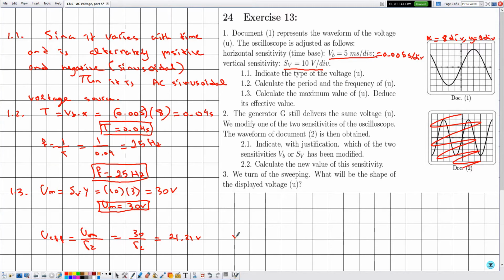So U effective, and let me here write down the values. So we have that the period, okay, without writing them down.